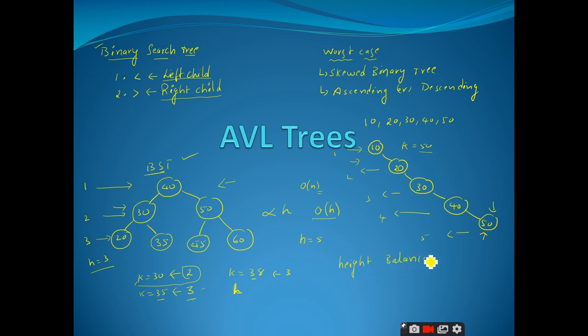What do you understand by the term height balanced trees? Give me a wild guess. What do you understand by height balanced trees? The height of the left subtree should be equal to the height of the right subtree.